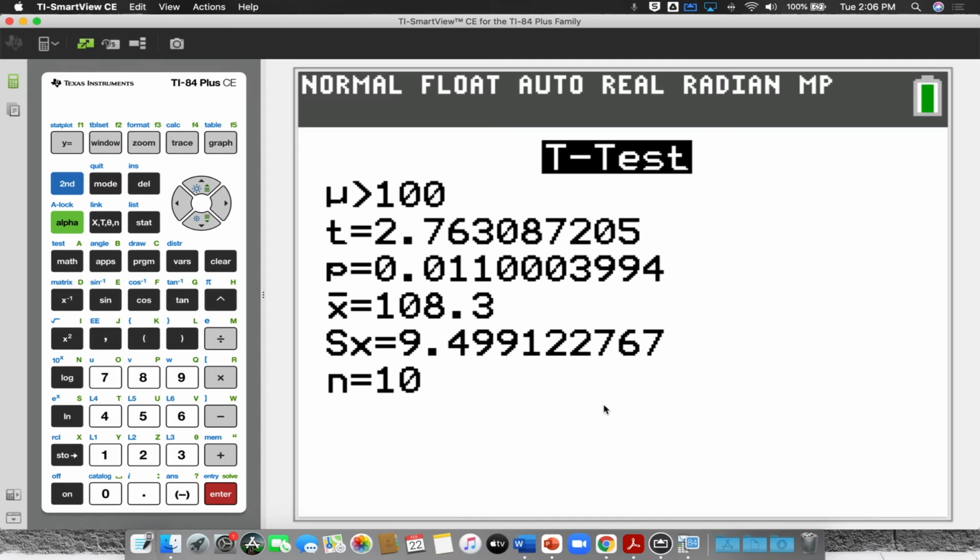P-value. This one has a p-value of 0.0110. So were you going to reject this or fail to reject? Reject because, there you go. Yep, that's about 1%. Our p-value here is about 1%. The significance level is 10%, so that would be less.